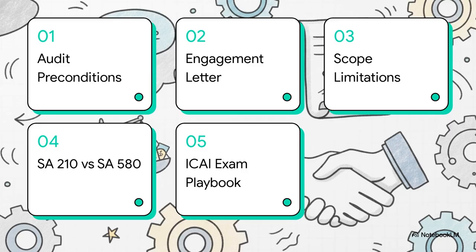We'll start with the audit preconditions, move on to the engagement letter, tackle changes and scope limitations, do a quick face-off between SA 210 and SA 580, and finally wrap up with the ICAI exam playbook.